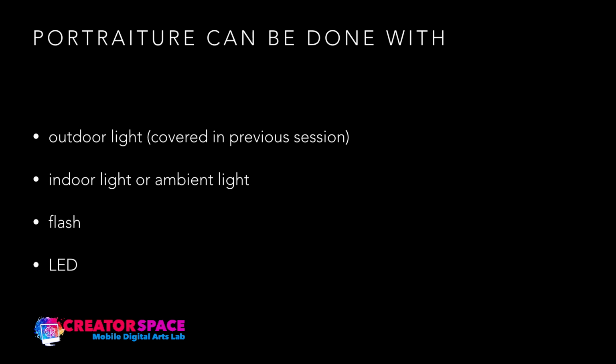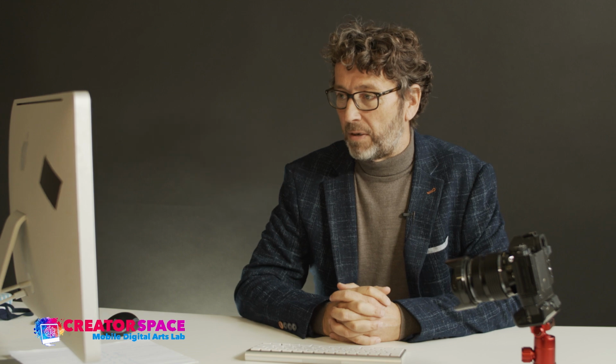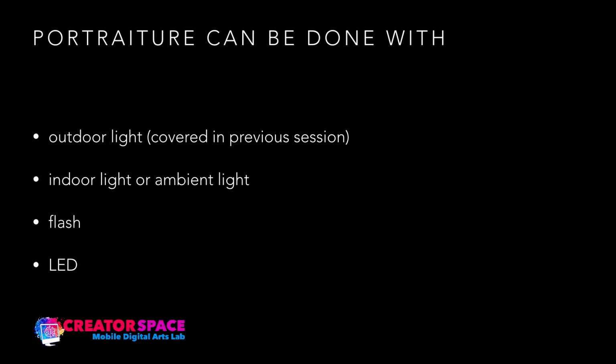Portraiture can be done with outdoor light, as covered in a previous session. You can still find these on the Creative Space website. You also have indoor light or ambient light. That means that whatever is available, you work with that. That can be halogen lights or fluorescent lights or even window light, what's coming in. That's what we call ambient light. And you can be really creative with it.